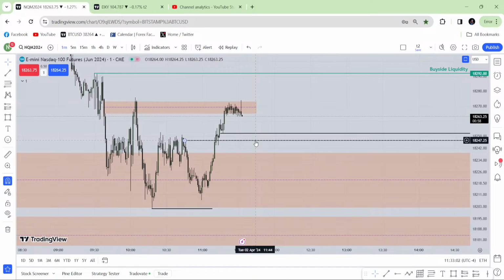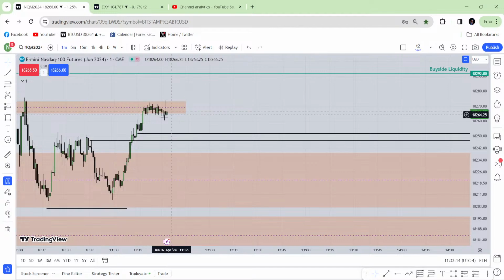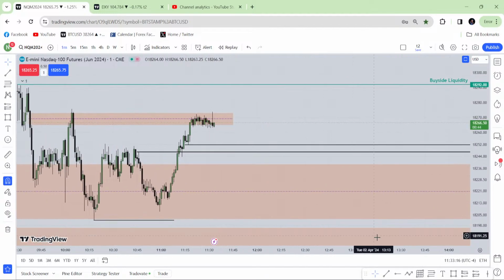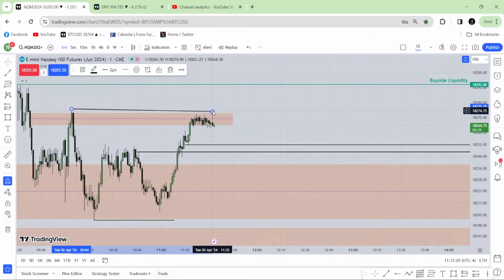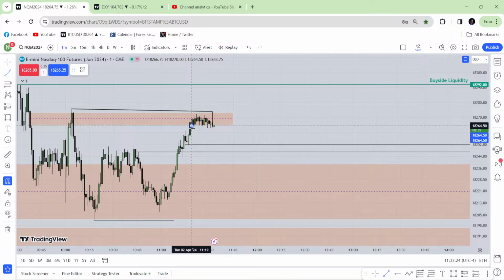Make entry. I explained where I will look for entry. Okay, I have just explained that. Just look at this huge consolidation over here. Still, this run failed to take that high. So if I go for that, still this is a valid first fair value gap until now.